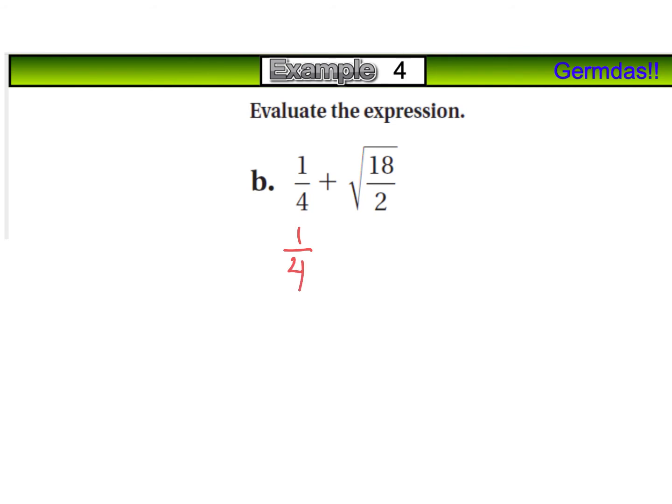1/4, I'm just going to leave, plus, okay, 18 is not a perfect square, neither is 2. So 18 divided by 2 is 9. So the square root of 9 is 3. 1/4 plus 3 is 3 and 1/4, sorry.